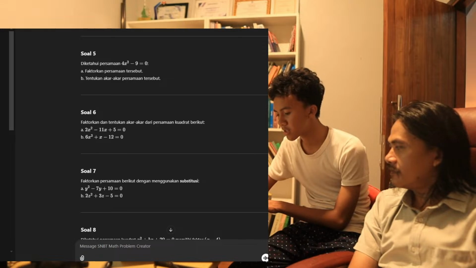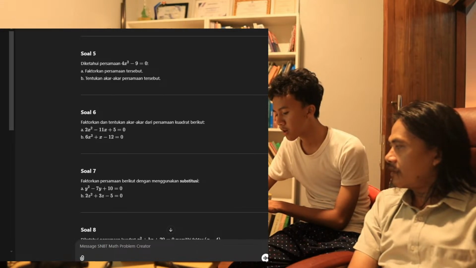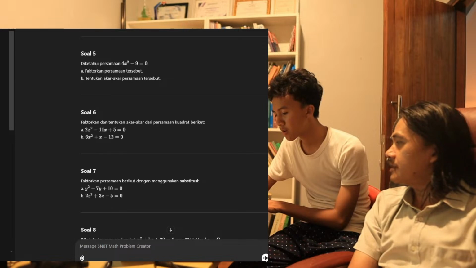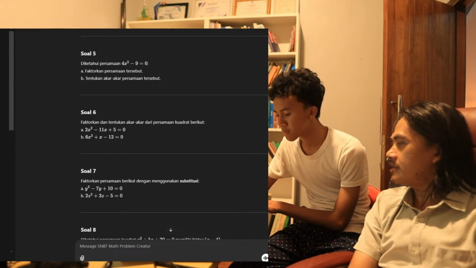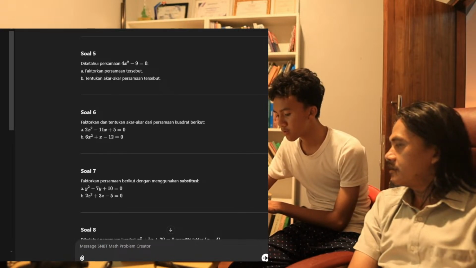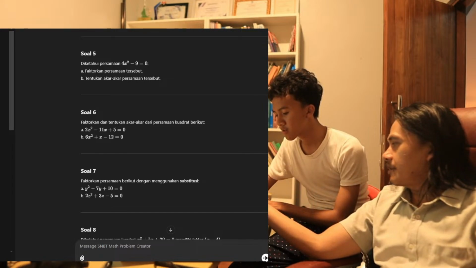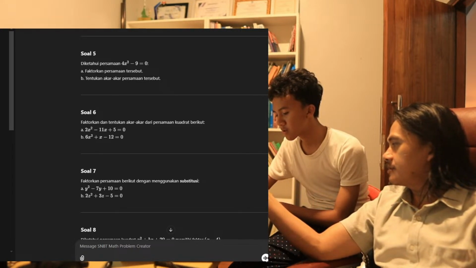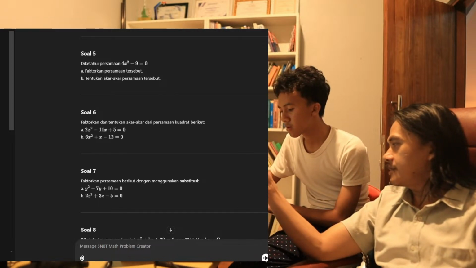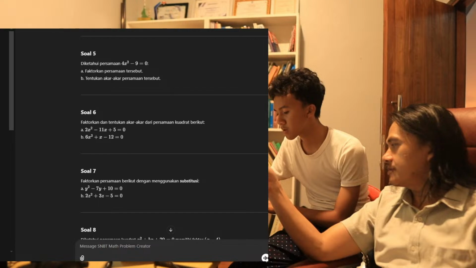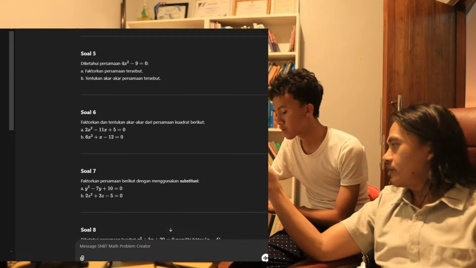Rewrite the y into 6x. Fine, y equals 6x, and just replace here. So 6x equals negative 9, or 6x equals 8. So what is x then?